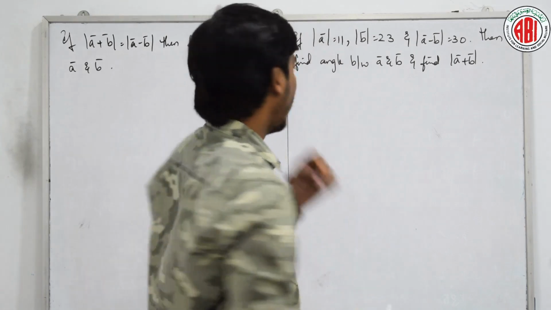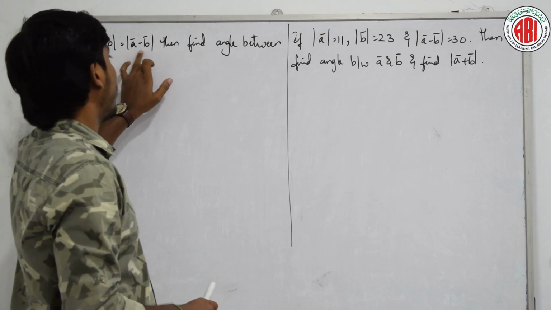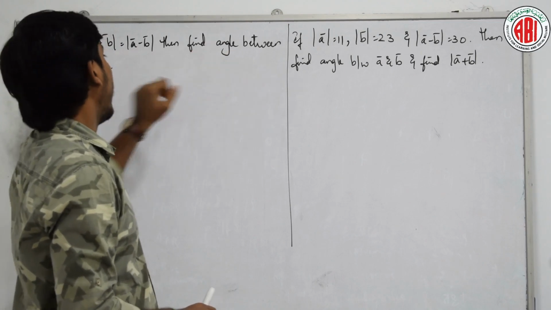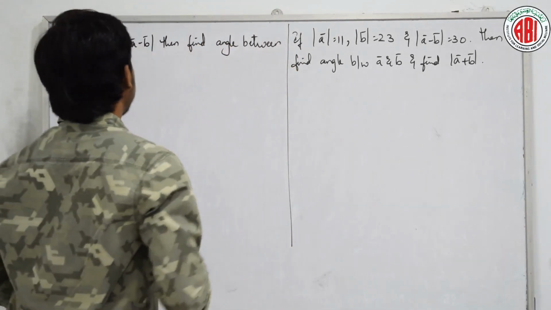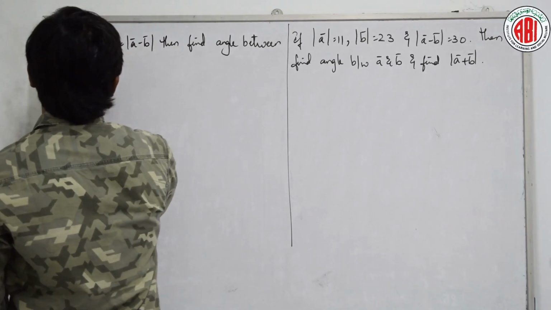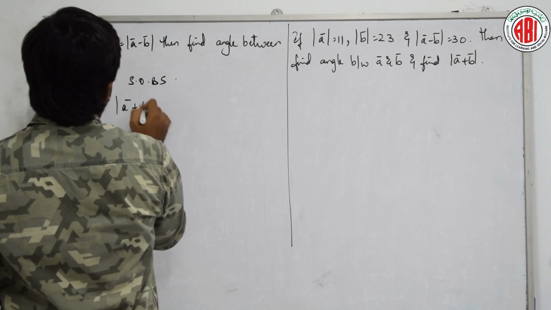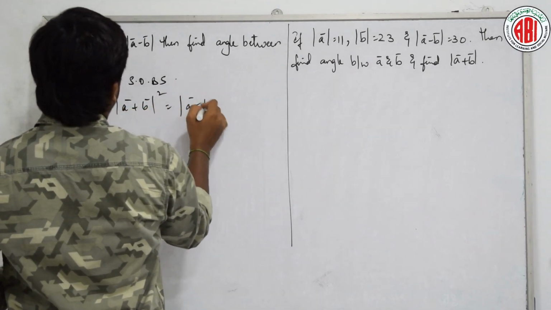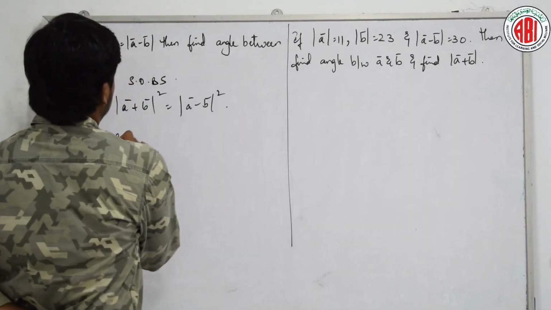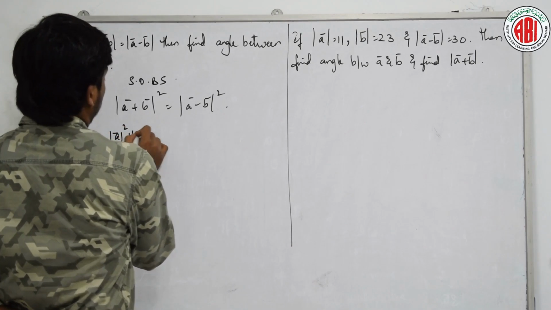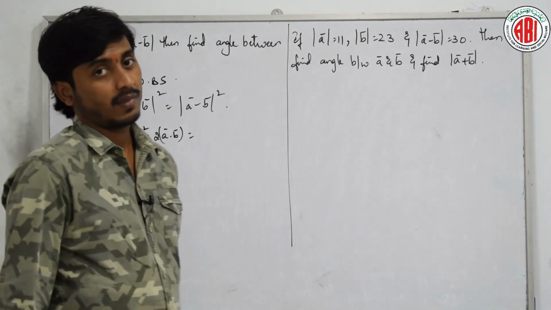Let's do. Here he is telling that the modulus of a bar plus b bar is equal to modulus of a bar minus b bar. Then he is asking us to find the angle between a bar and b bar. How do we do? Just let us square it on both sides, then you will get to know. Let us square on both sides. That will be a bar plus b bar whole square is equal to a bar minus b bar whole square. Okay, what is a plus b whole square? That is a square plus b square plus 2 a bar dot b bar, isn't it?